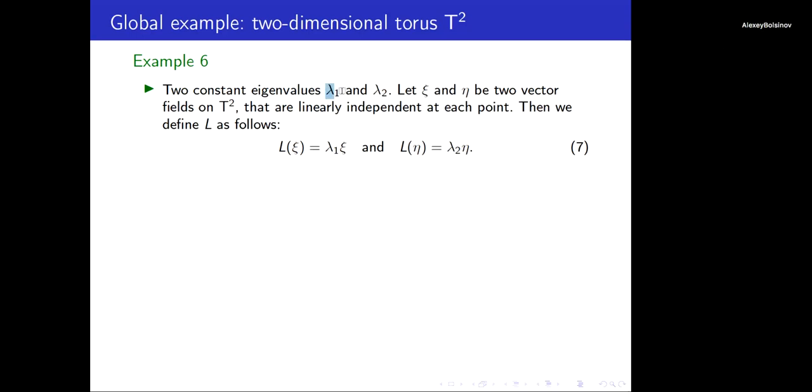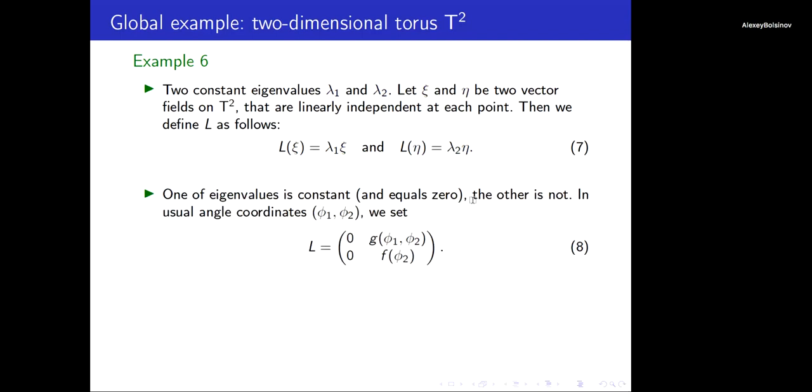If we have two constant eigenvalues, how can I construct an example? What I can do is take any vector fields on the torus that are linearly independent at each point. There are many examples of such vector fields. I take one of them, xi and eta, and then I just declare that xi is the first eigenvector, and eta is the second eigenvector. That is an example of an operator with constant eigenvalues. And we know that in dimension two, if I have an operator with constant eigenvalues, that is Nijenhuis automatically. So this is an example, good.